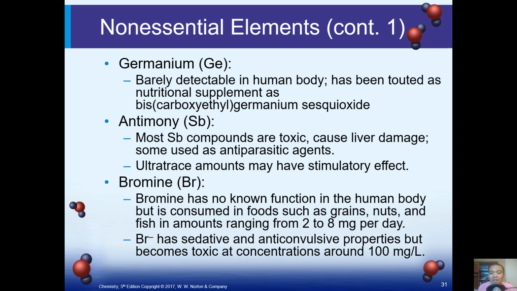Bromine has no known function in the human body, but it is consumed in foods such as grains, nuts, and fish in amounts ranging from 2 to 8 milligrams per day. Bromide has sedative and anticonvulsive properties, but becomes toxic at concentrations around 100 milligrams per liter.